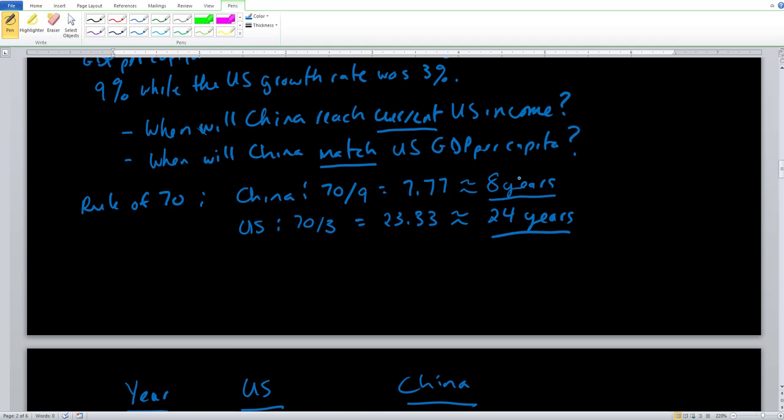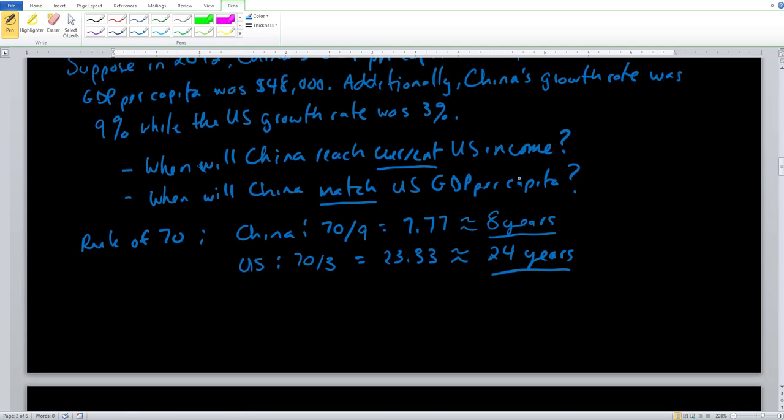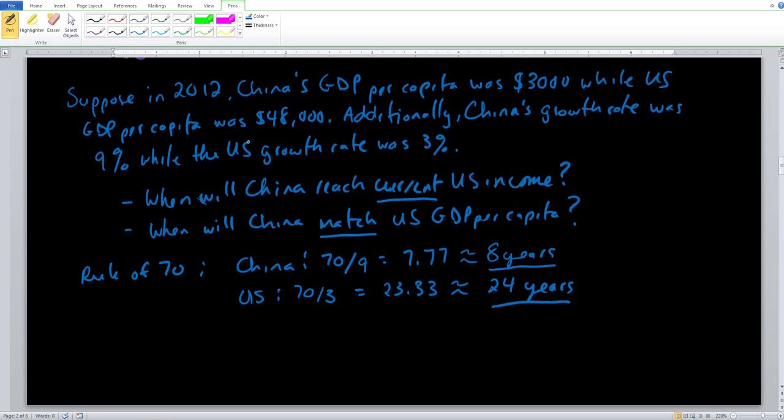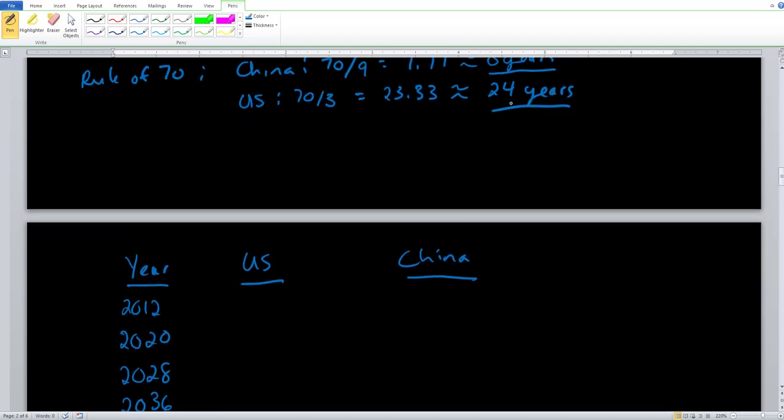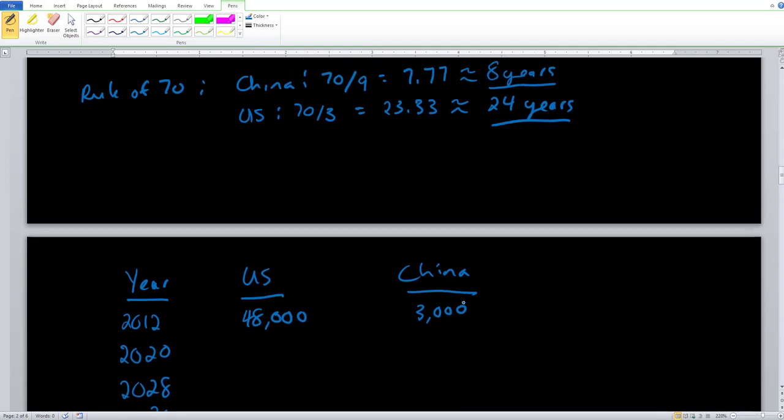And then we want to go ahead and fill out the US and China with their respective GDP per capita in the first year. So in 2012, we noticed that US GDP per capita was 48,000, while China was 3,000. So put those numbers down. We have 48,000 for US. We have $3,000 for China. So essentially with this, we use the rule of 70 calculations to see exactly what each country's GDP per capita or income is going to be when they double.